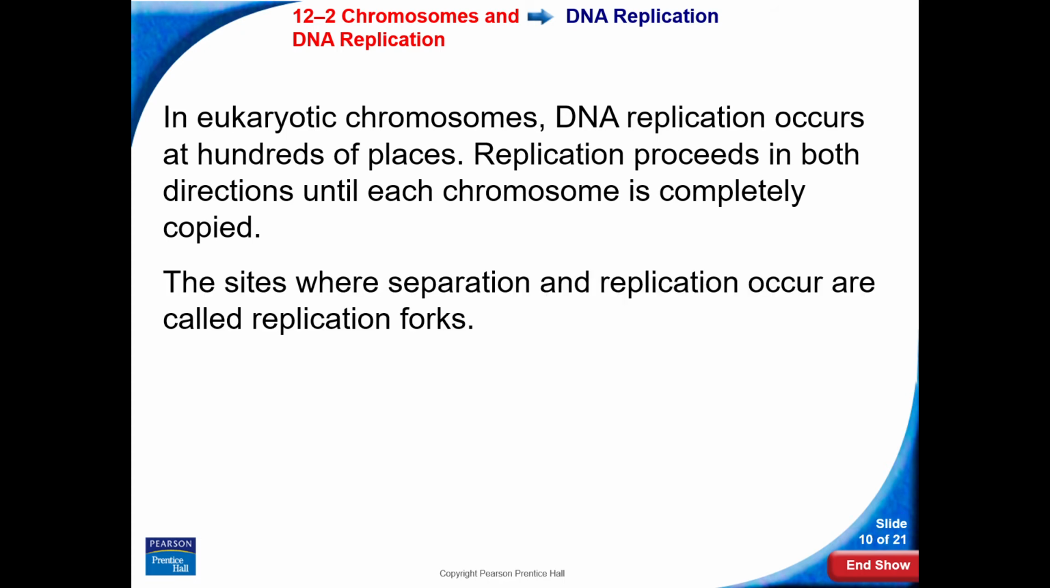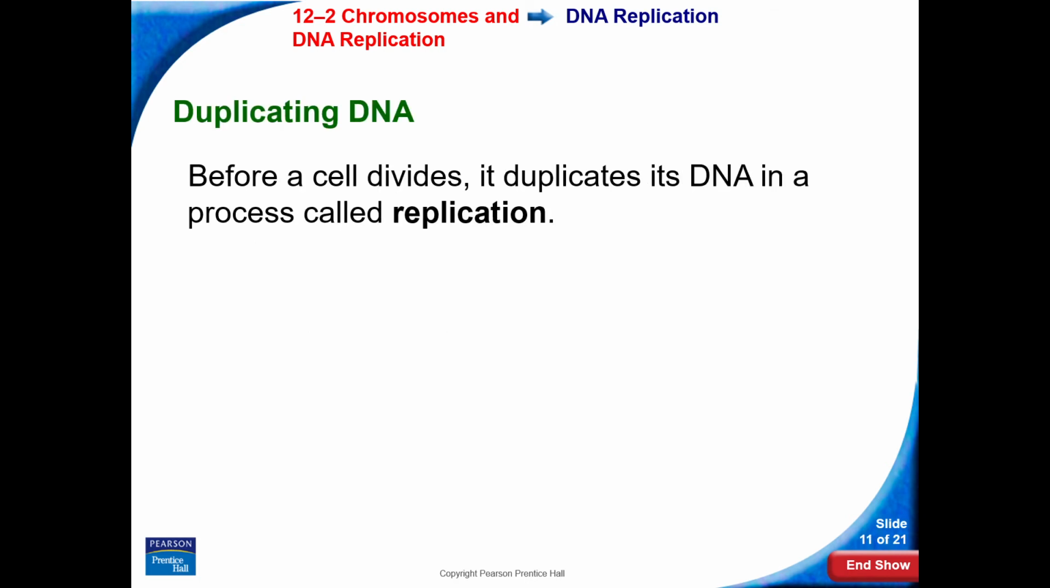The sites where the separation and replication occur are called replication forks. And that's basically because they separate. You have a fork like a fork in the road. They separate the two strands of the helix, and then each strand gets a new strand by base pairing.